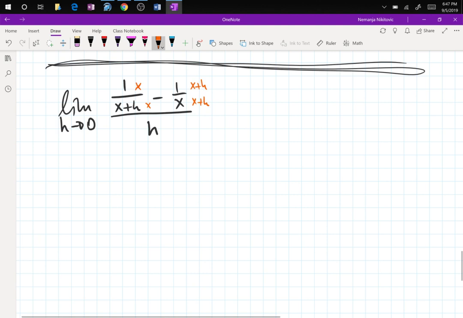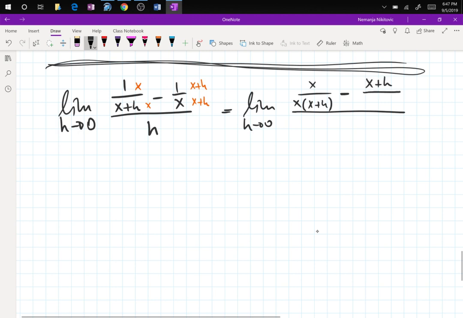So, basic algebra to add two fractions, you look for a common denominator. Now the fraction on the left becomes x divided by x, and in parentheses you have x plus h. And the fraction on the right, minus, becomes x plus h divided by the same x plus h. Everything divided by h, and don't forget the limit in front, because you need to copy it every time.